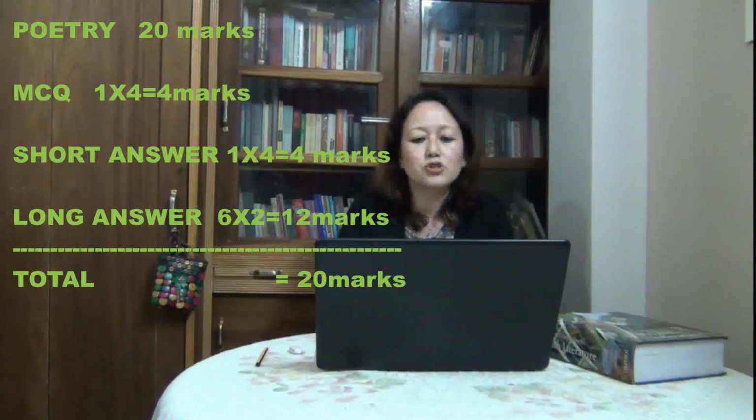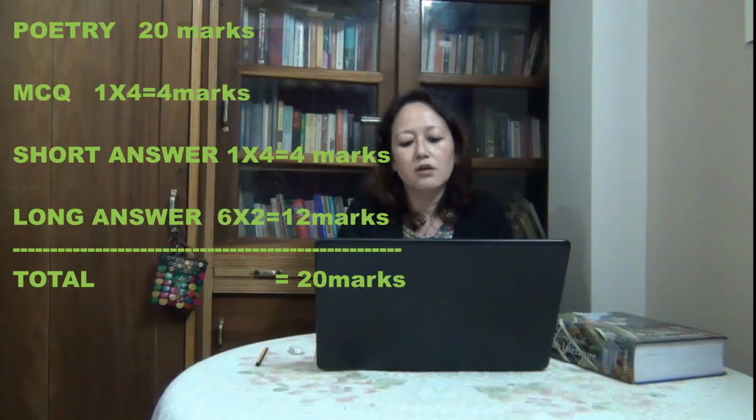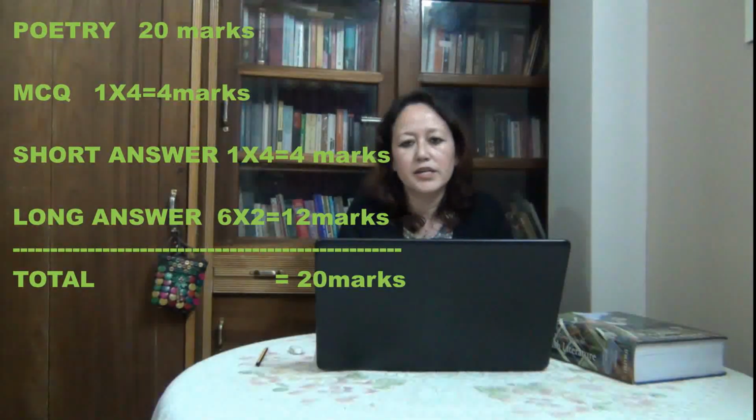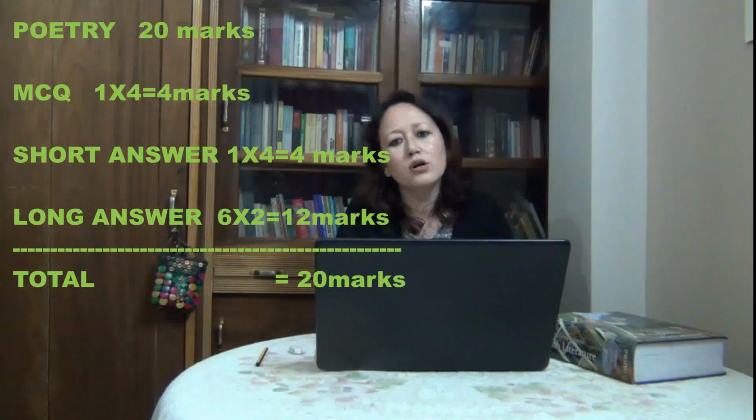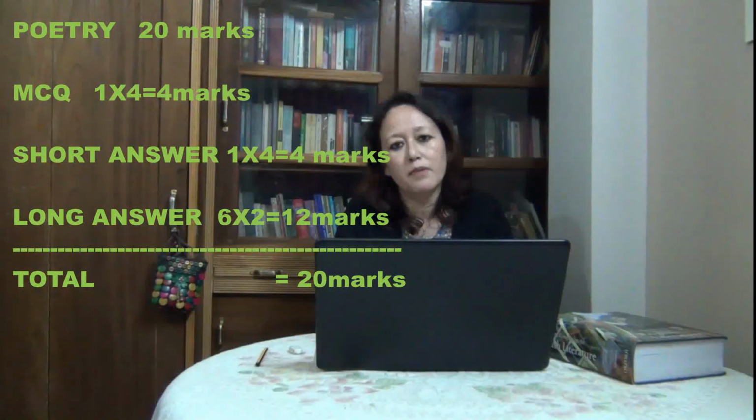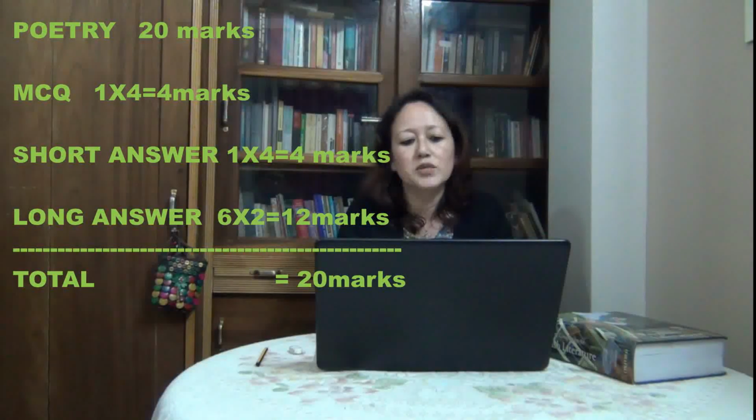Then you have your short answer questions, which again, out of the 8 questions, you've got to answer any 4. You'll be given choice, so that carries 4 marks. Then you'll be given, in fact, 4 long questions, out of which you have to answer any 2. So that carries 12 marks. So in total it makes up to 20 again.